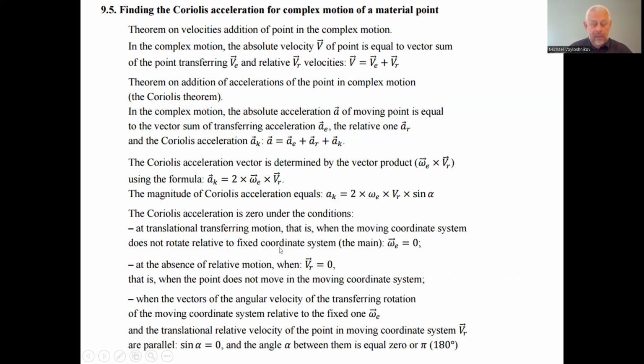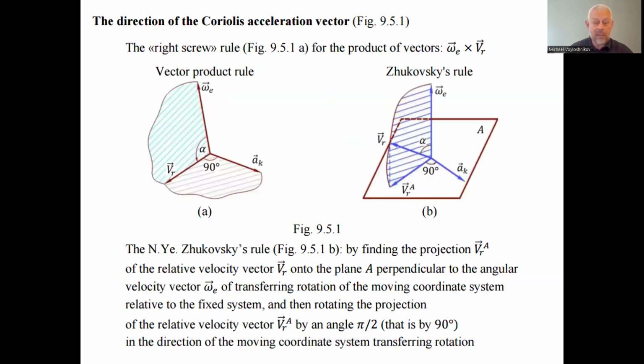So the Coriolis acceleration is absent when there is no relative motion, when the relative translational velocity is equal to 0, and when the angle is equal to 0 or equal to 180 degrees, or pi. Next, let's consider the rule to find the direction of the vector of the Coriolis acceleration.